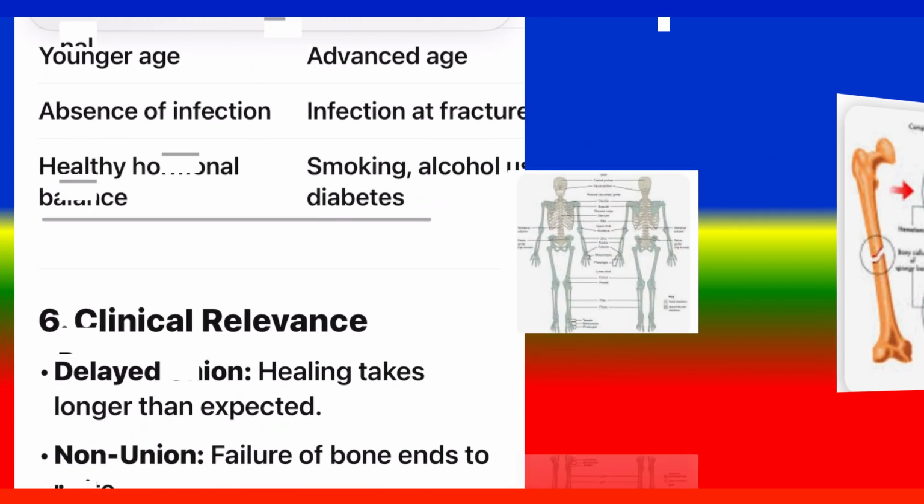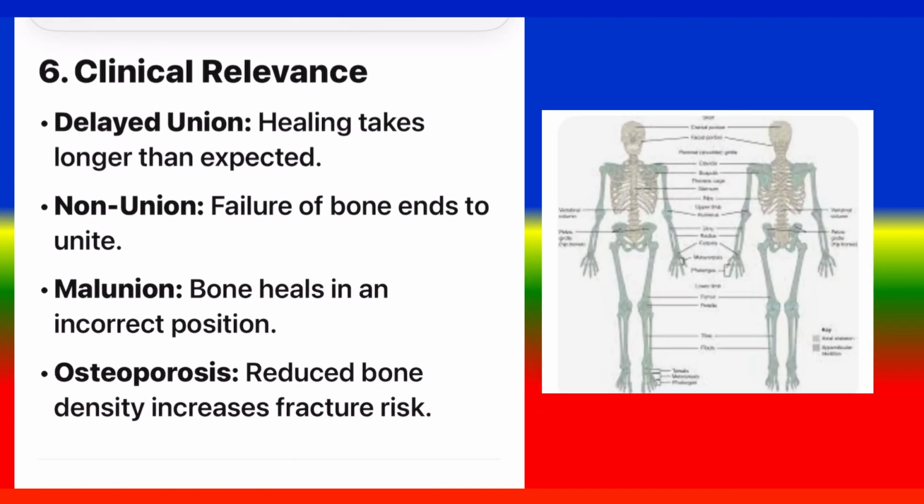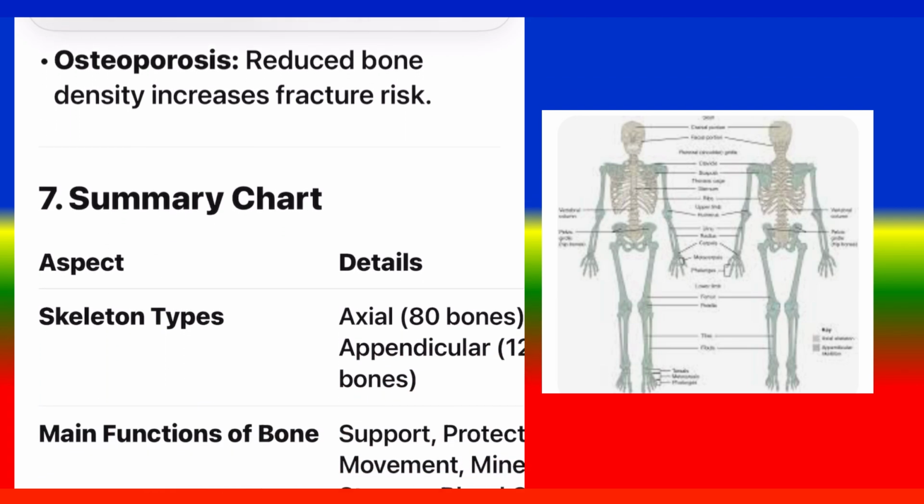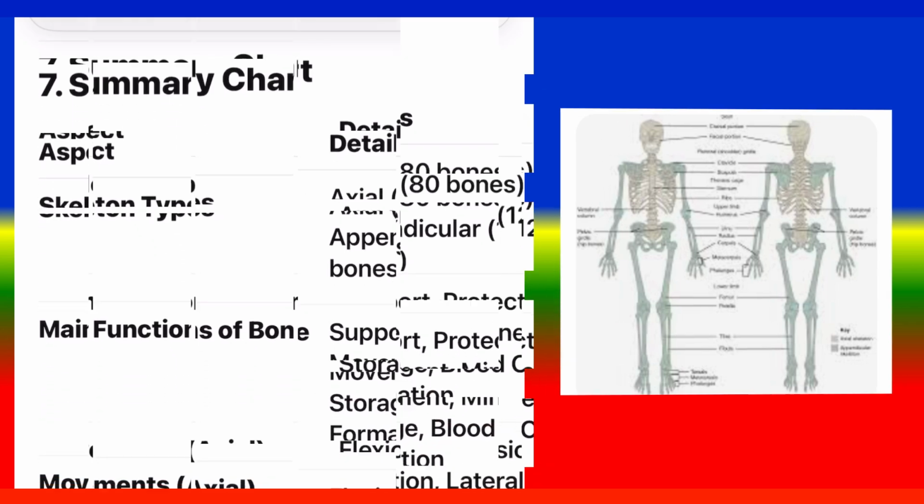diabetes. 6. Clinical relevance. Delayed union, healing takes longer than expected. Non-union, failure of bone ends to unite. Malunion, bone heals in an incorrect position. Osteoporosis, reduced bone density increases fracture risk.